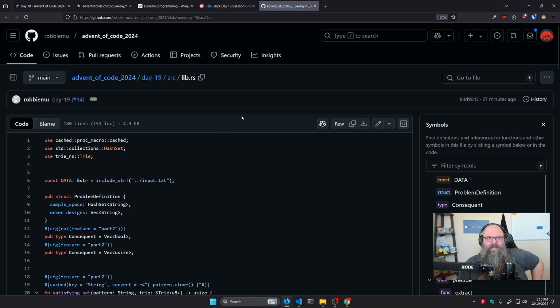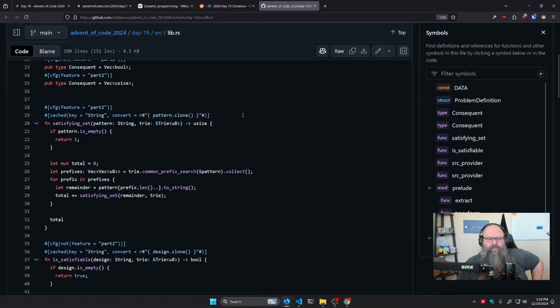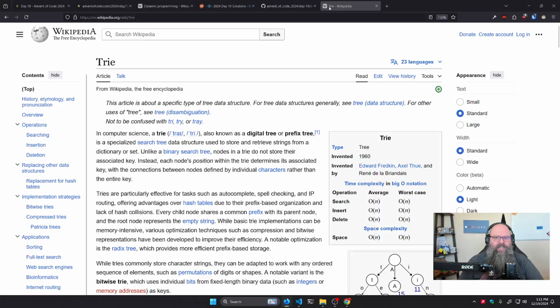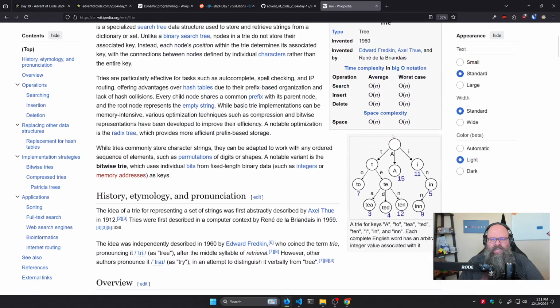Like, what is a trie? It's like just a search graph tree. So you turn your patterns into a trie. Let's see if I can find it. It's like a prefix tree type thing. Digital tree or prefix tree. The idea is you can build your tree and it's really easy to find all the different ways that you can do things.